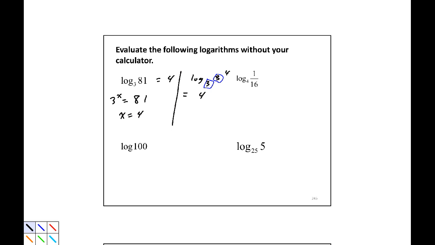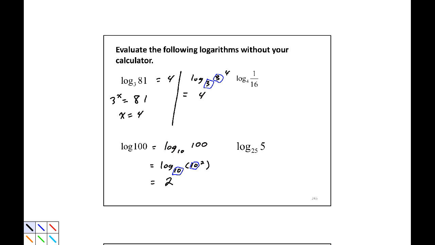Next question I have is log of 100. Well, the base is not written, so let me first do that. Log base 10, it's a common log, of 100. Now I can write 100 as 10 squared. This would be log base 10 of 10 squared, and because the base of the exponential argument and the base of the logarithm are the same, my value is the exponent, or 2. So log of 100 is 2.